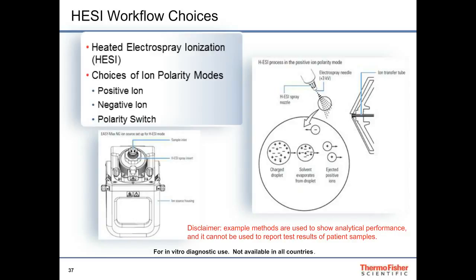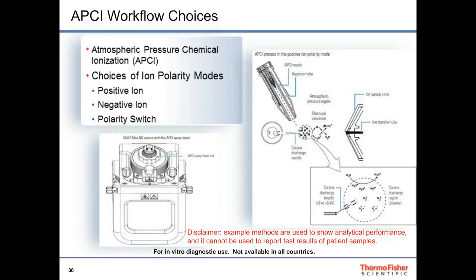The APCI probe is most often used for analytes that are not already ionized, such as most steroids, and those that can survive high temperature vaporization without decomposing, such as by dehydration. APCI also operates in positive and negative ion modes or fast polarity switching.